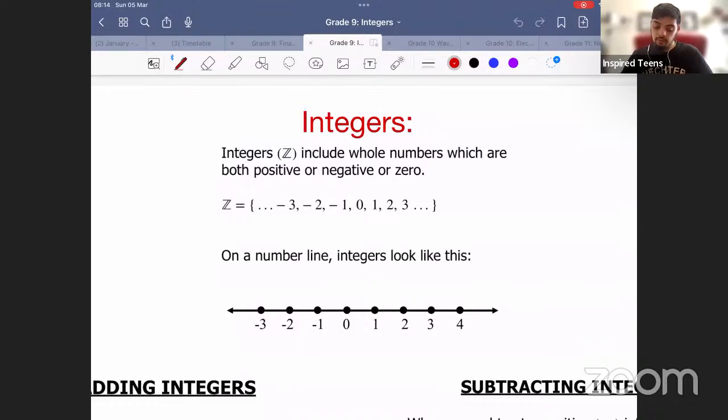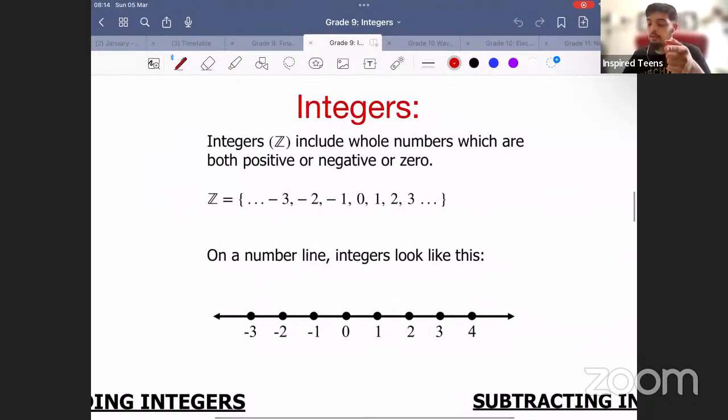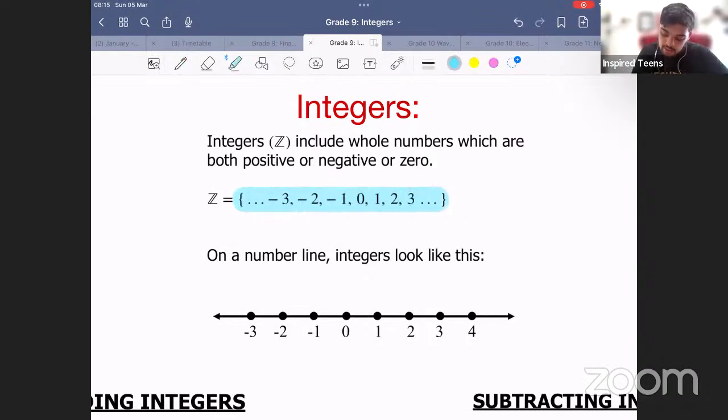Okay, so we went through the definition, I'm pretty sure, of integers in our first lesson when we did whole numbers. But nevertheless, let's go through it again. Integers, which is represented by the symbol Z, include whole numbers, both positive or negative or 0. So basically, the integers are your whole numbers, however, with negative numbers. Of course, they include 0 as well. That's the important thing to know about integers: positive and negative whole numbers.